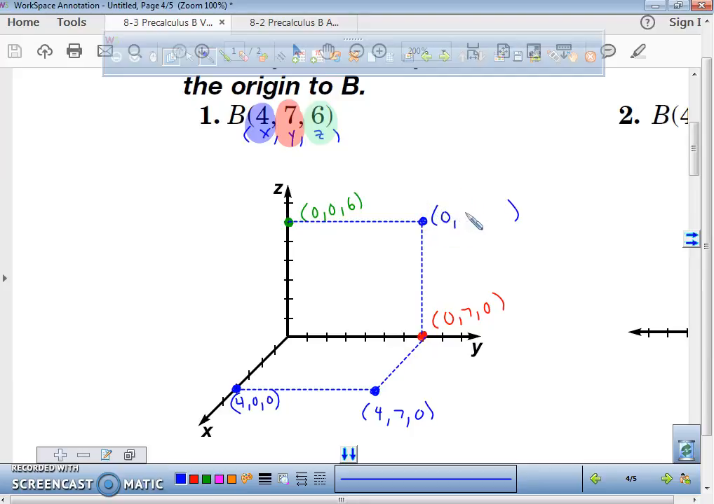0. How far have I gone in the direction of y? 7. And how far up? So that point right there represents 0, 7, 6. Okay?